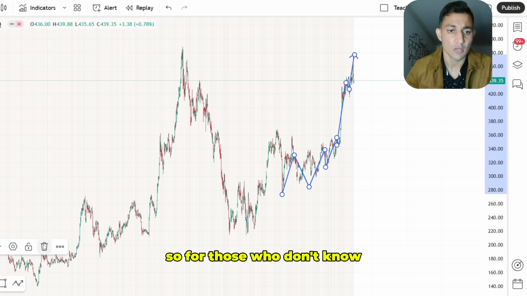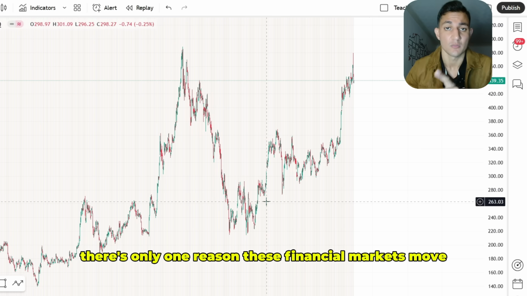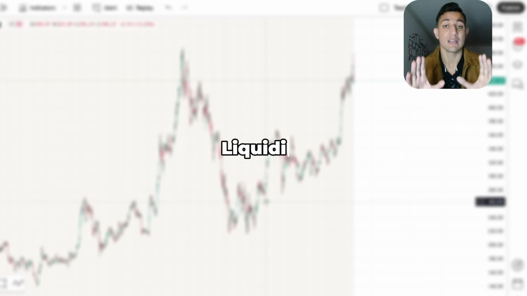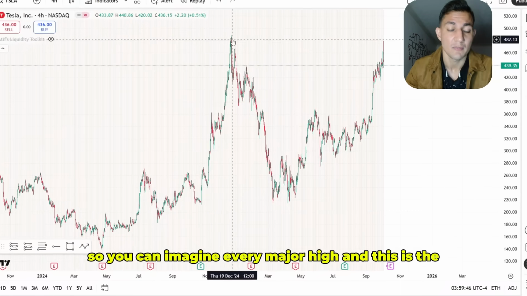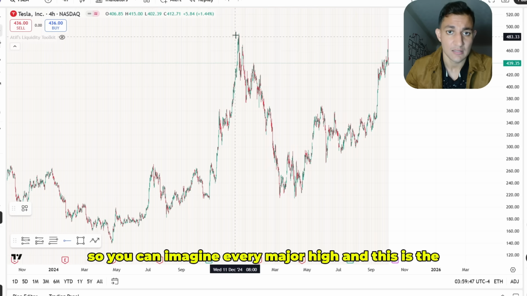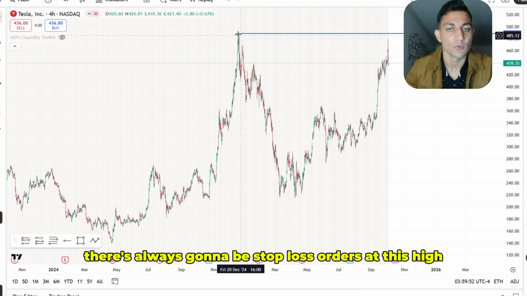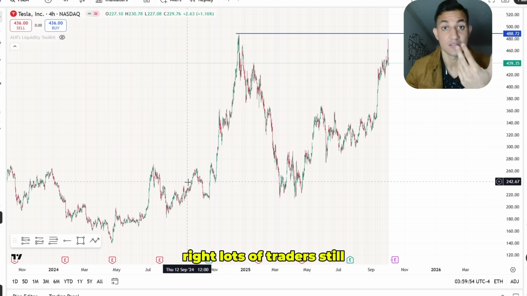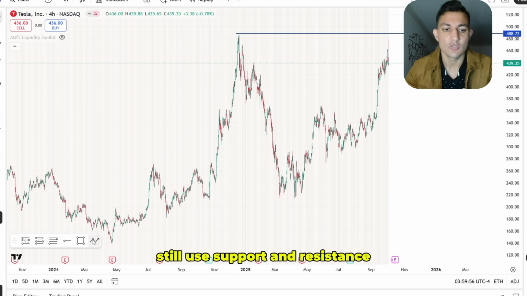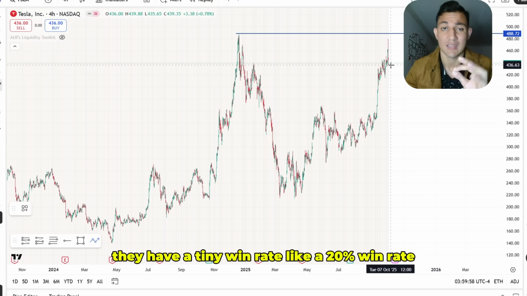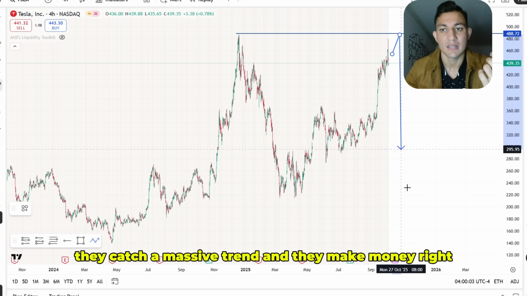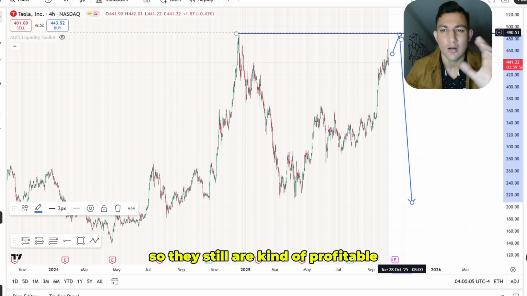So for those who don't know, there's only one reason these financial markets move, and any market in general, and that is for liquidity. Liquidity is simply money or stop loss orders. So you can imagine every major high, and this is obviously the most major high, there's always going to be stop loss orders at this high. Lots of traders, and lots of large funds, still use support and resistance. And for those who are wondering, they have a tiny win rate, like a 20% win rate. But when they're right, they catch a massive trend and they make money. So they still are kind of profitable.